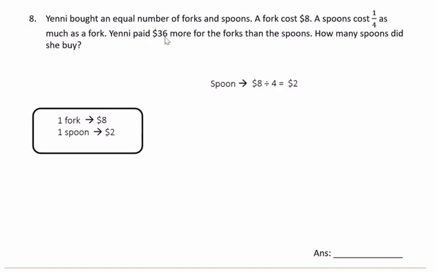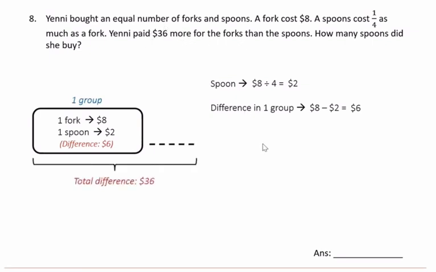Okay. But it says here, Yenny paid $36 more for all the forks than the spoons. In one group, you already can see that a fork costs more than the spoon. So how much more? You find out first. So one fork, $8, one spoon, $2. 8 minus 2. One group's difference is $6. So you know that Yenny paid $36 more. So the total difference given is $36.